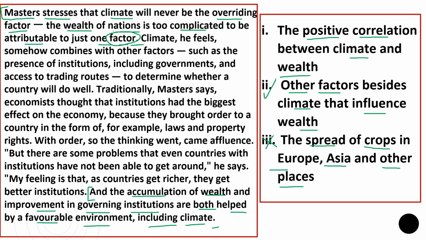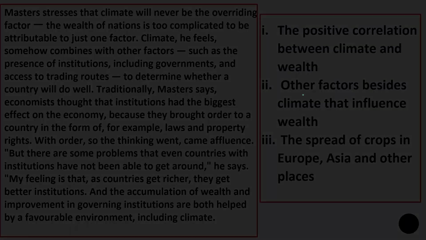And if we read the first sentence, we'll understand that climate is not the only factor that affects wealth. Master stresses that climate will never be the overriding factor. It's not the most important factor. The wealth of nations is too complicated to be attributable to just one factor. It cannot be related to only one factor. And here the heading is other factors besides climate that influence wealth. So this is the correct answer.